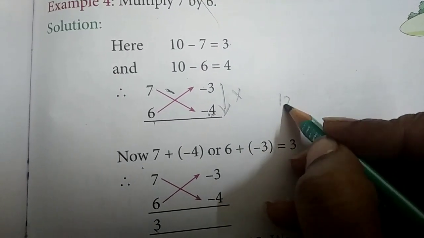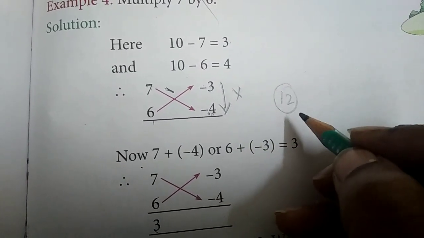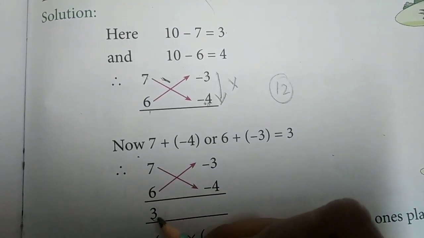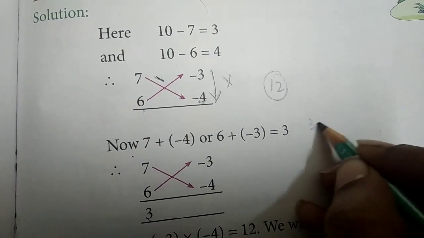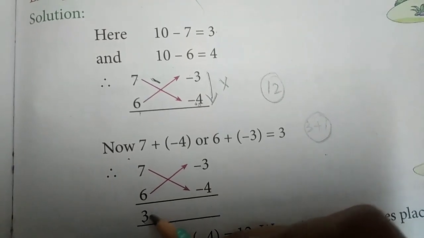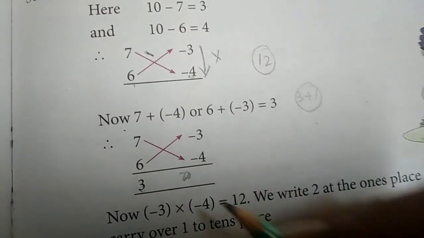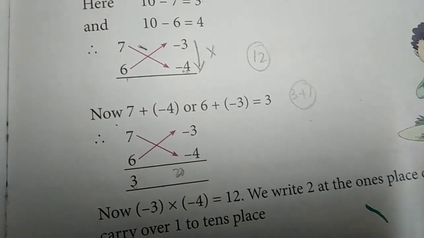Now here, 1 to 12. You got a 2-digit number. Because you got a 2-digit number, what do you have to do? You have to write 3 plus 1, whatever the answer you got here. 3, right? 3 plus 1, then 2. That is, the answer is 42.